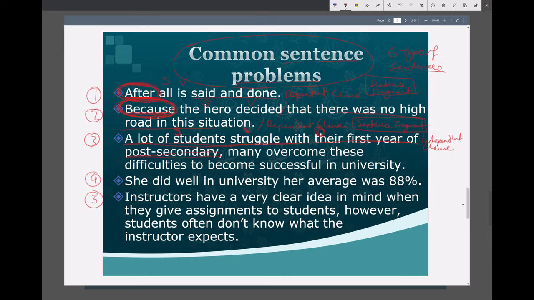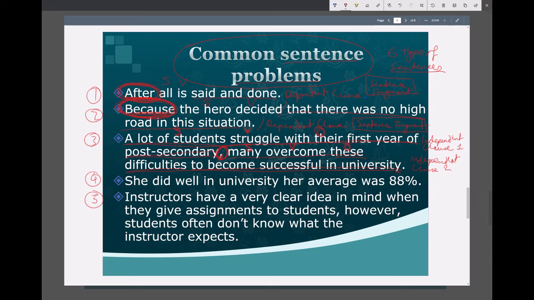Now, how about the next part? Many overcome these difficulties to become successful in university. So, many, this is many of the students, overcome, there's your verb, and then these difficulties, that's your object, okay? And then a prepositional phrase, to become successful in university. And that's clause 2, and it is also independent. It follows the same structure. No subordinate conjunction at the beginning. It has a subject and a verb. But look here, look at the connection between them. The punctuation is only a comma.